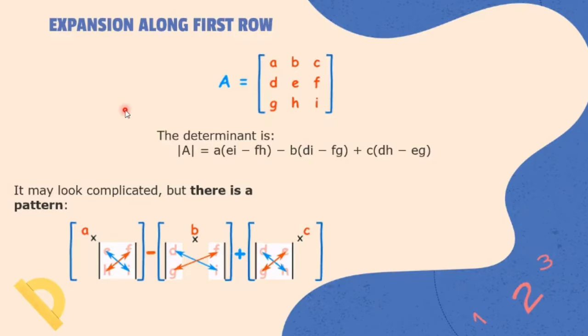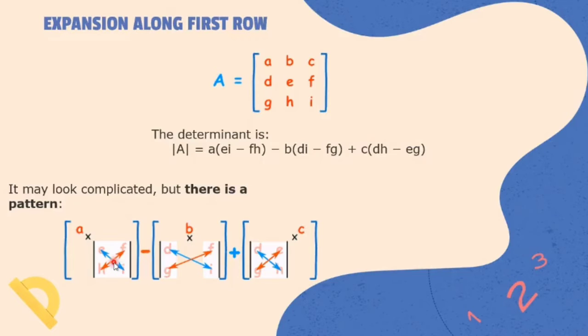So this is the simplest way to remember when we want to expand along the first row. This is the matrix A, and the determinant of matrix A should be written like this. This is the way to remember the formula to find the determinant of matrix A. It may look complicated, but this is the pattern.